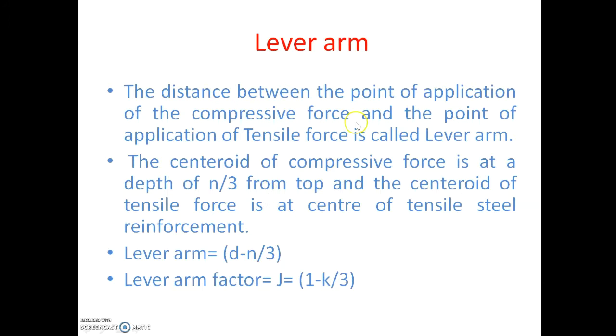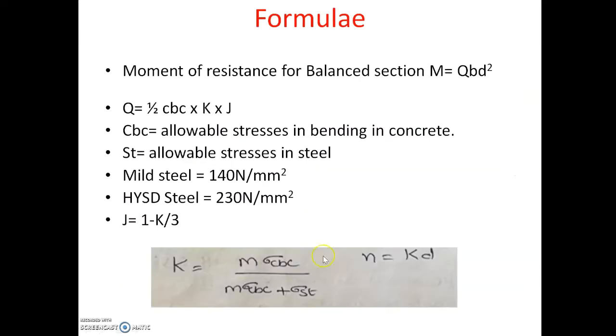The distance between the point of application of the compressive force and the point of application of the tensile force is called the lever arm. The centroid of the compressive force is at a distance of n by 3 from the top, and the centroid of the tensile force is at the center of the tensile steel reinforcement. So the lever arm is d minus n by 3, and the factor for lever arm is 1 minus k by 3.